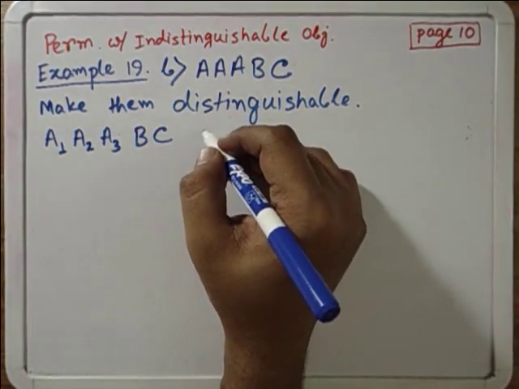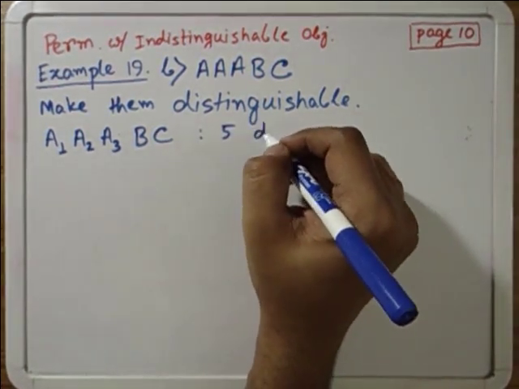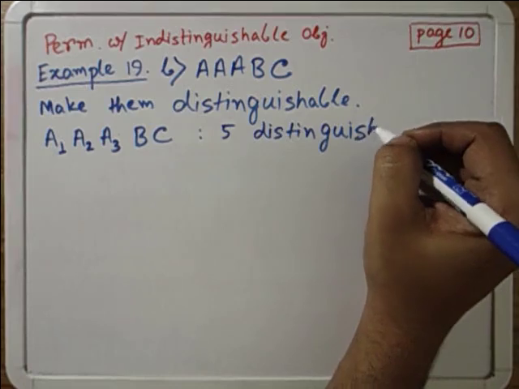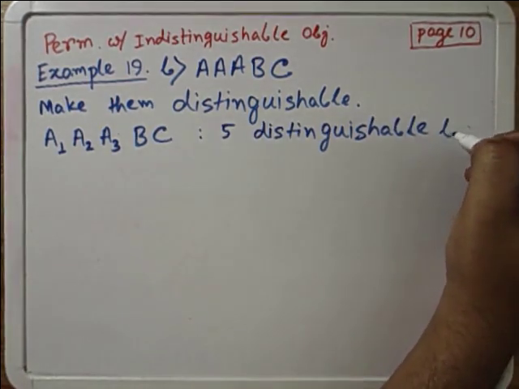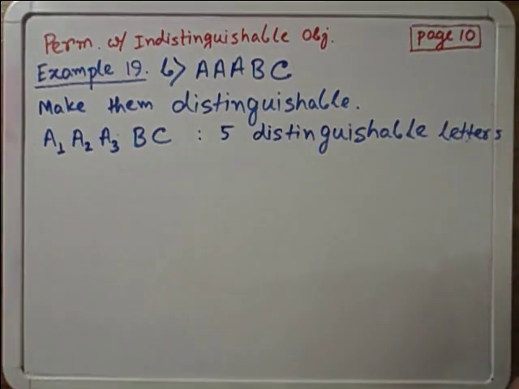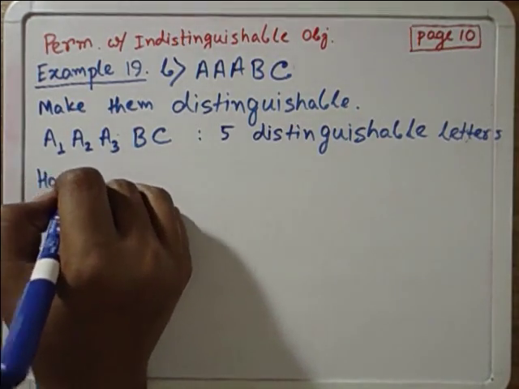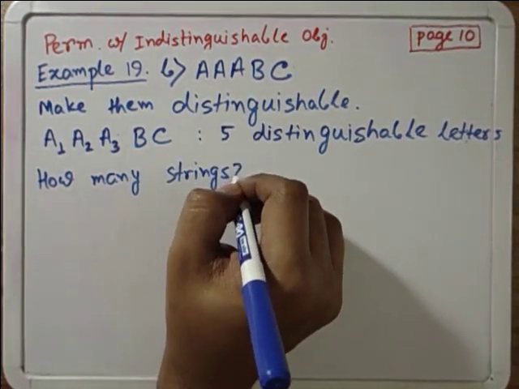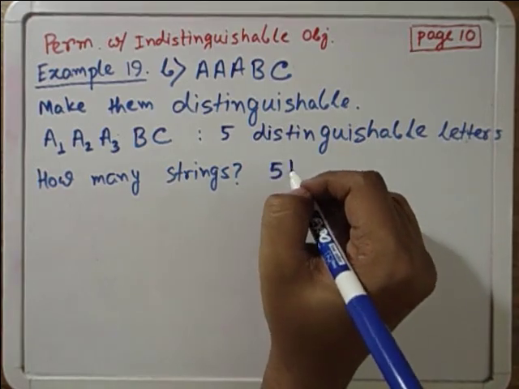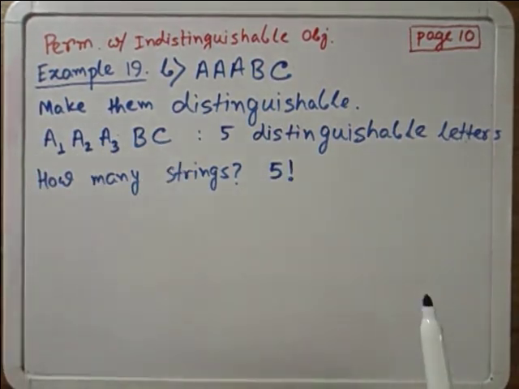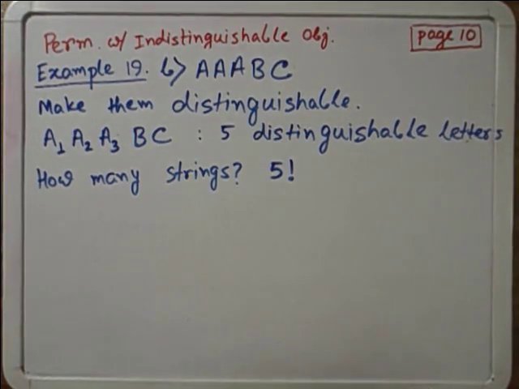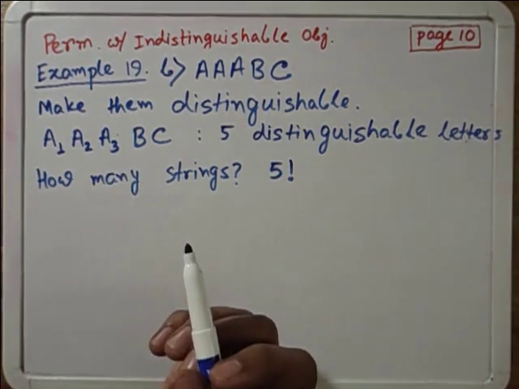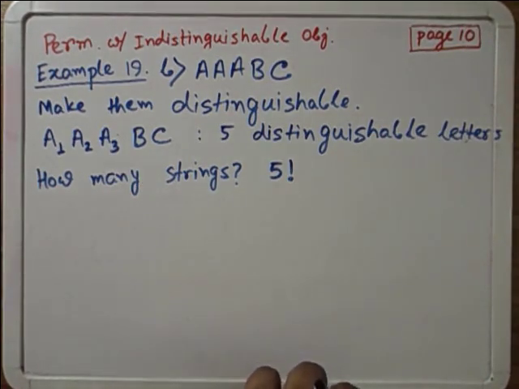So now we have 5 distinguishable letters. Okay. How many permutations? Easy. 5 factorial. We have 5 distinguishable letters, so 5 factorial. Now we have made them forcefully distinguishable. They are actually not. So how many of them are actually the same string?